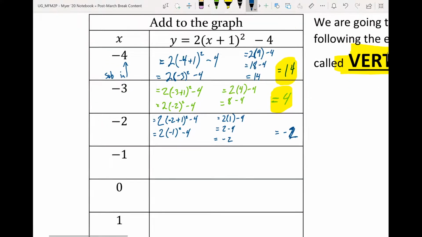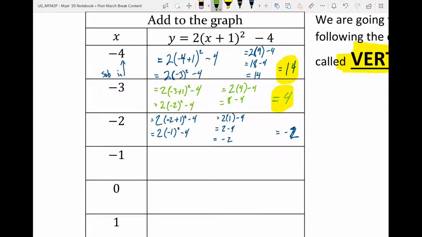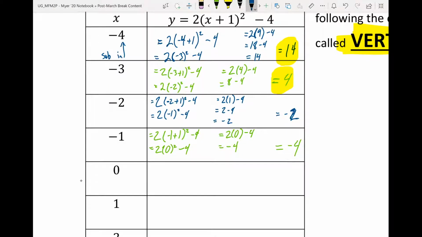All right, we're almost there. Just going to keep filling this in a bit more. Negative 1 plus 1 is 0. 0 squared is just 0, so 2 times 0 is just going to be 0. Almost done it, and we should start seeing a pattern here at this point. And it's going to become more obvious when I fill in this one.